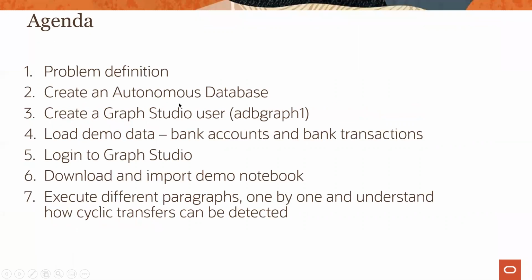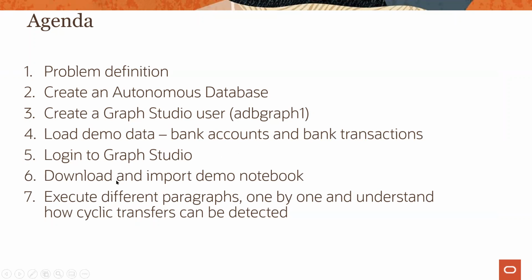So the plan is I just want to define the problem that I'm trying to solve, then create an autonomous database. Actually, here I'm just going to show you the steps. Then I'm going to create a Graph Studio user. Then after that, I'm going to load the data. There are two files, bank accounts and bank transactions, basically consisting of transfers from one account to another account. And then I'm going to log into the Graph Studio and do some kind of analysis.